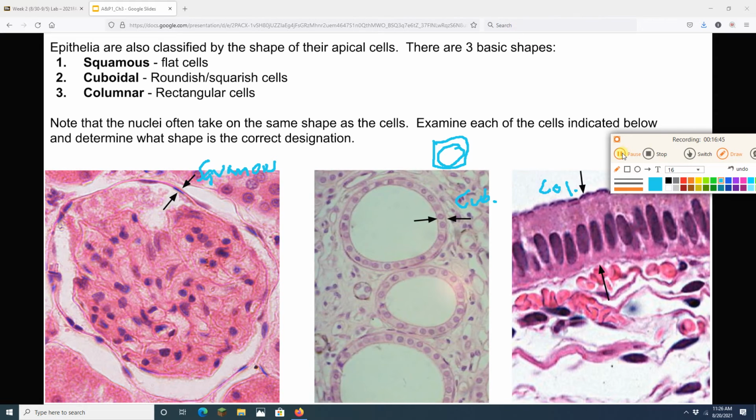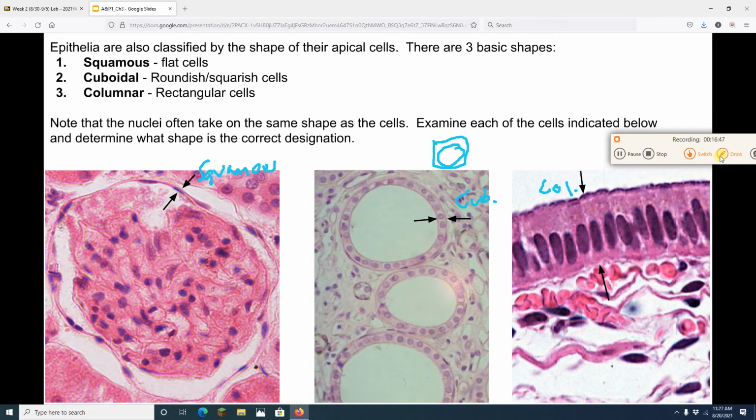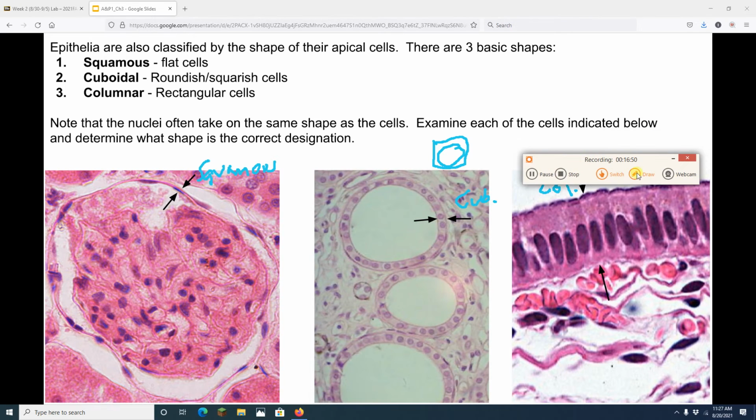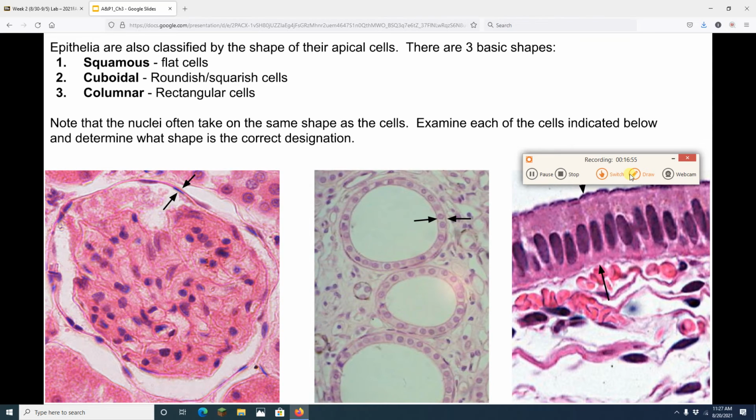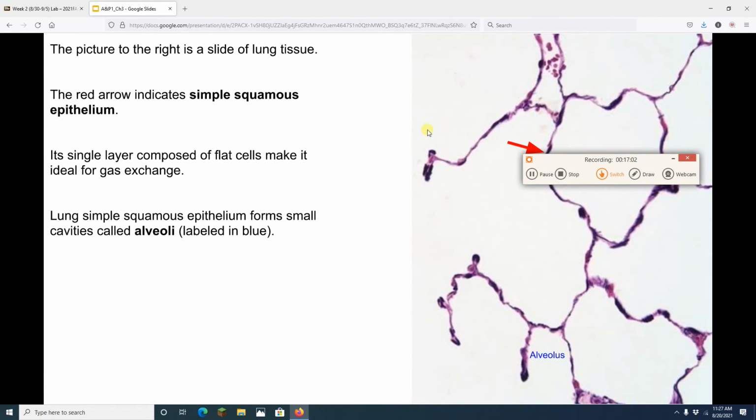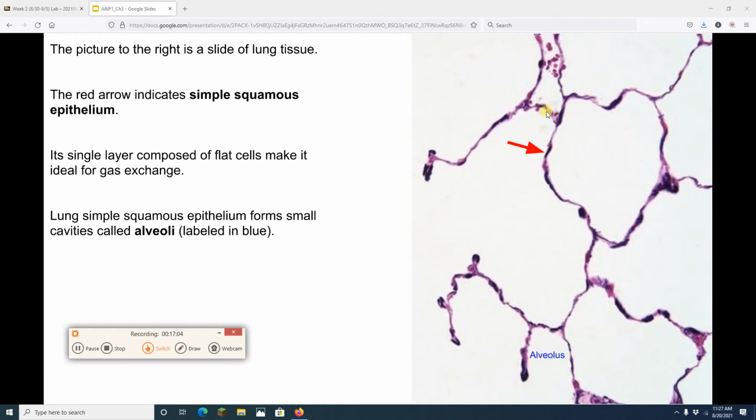All right. So what we're going to do now is take a look at some actual tissues in the body, and we're going to start applying these classifications to them as well. Let's do that. What we've got here, this is lung tissue. Notice there's a lot of white space in here, because you need a lot of space for air in your lungs. The red arrow here is on this skinny epithelium. It is going to get two designations.